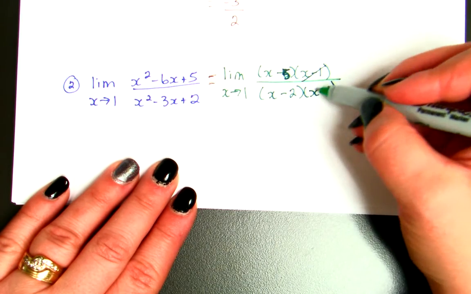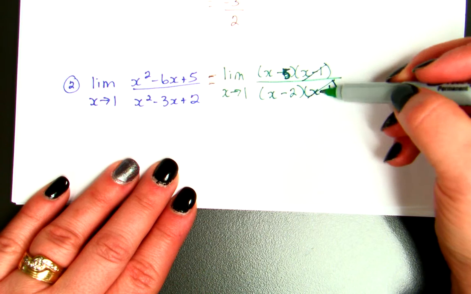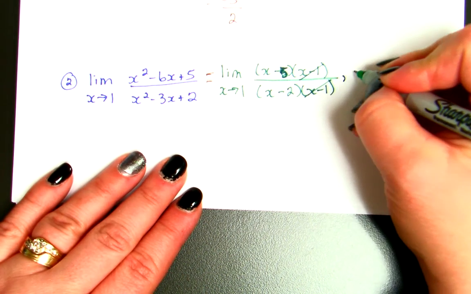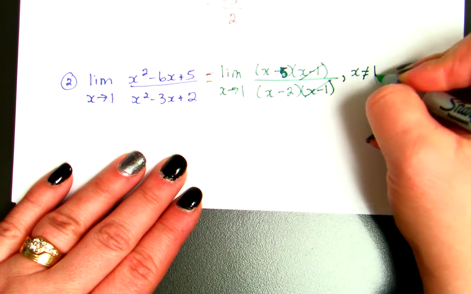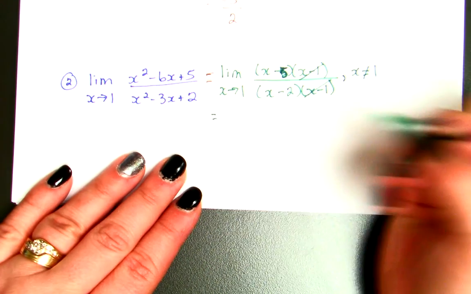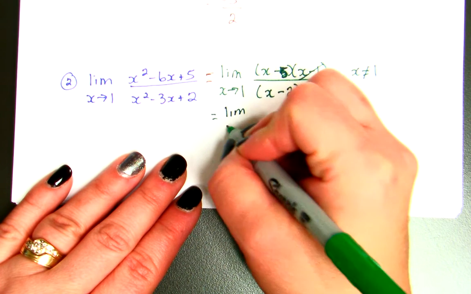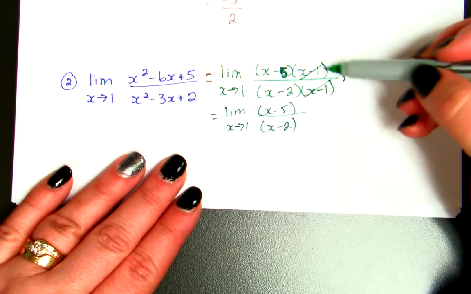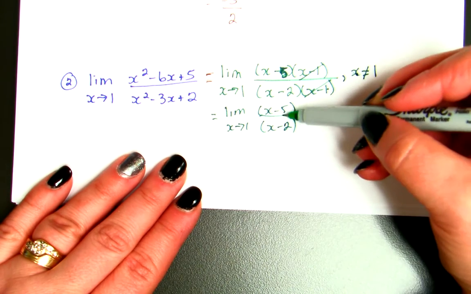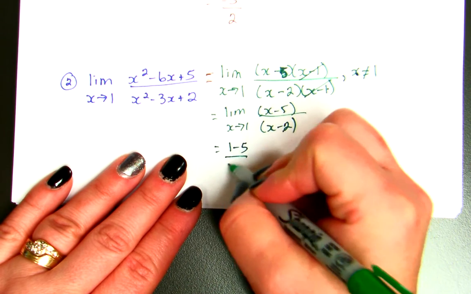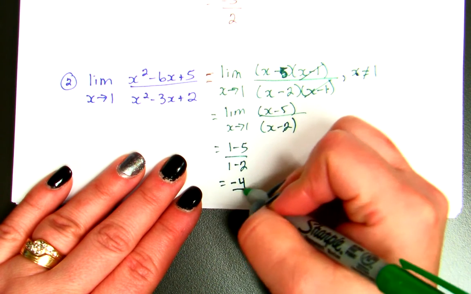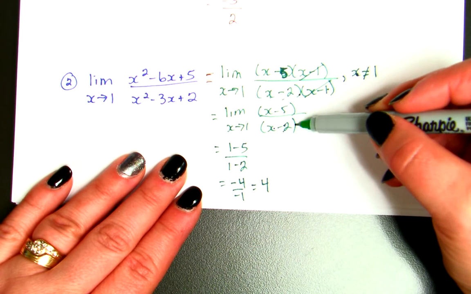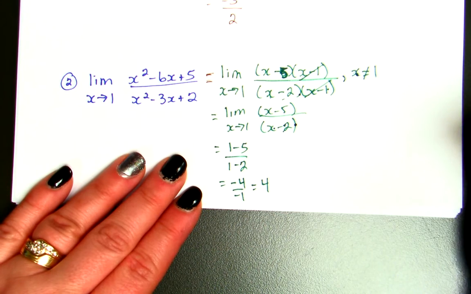Now I can cancel the x minus 1's, but I have to be careful because 1 is what makes the bottom 0, and when you're canceling, you're actually doing the division. So I actually have to say I can do that as long as x doesn't equal 1. But now we've created something that I can sub 1 into. So we make a rule and then we break it right away. This only works if x isn't 1, but now I've created something that I can sub 1 in, and I get -4 over -1, or just +4. Because I can now do 1 minus 5 on top, 1 minus 2 on the bottom, because I don't have any issues with 0 being on the bottom.